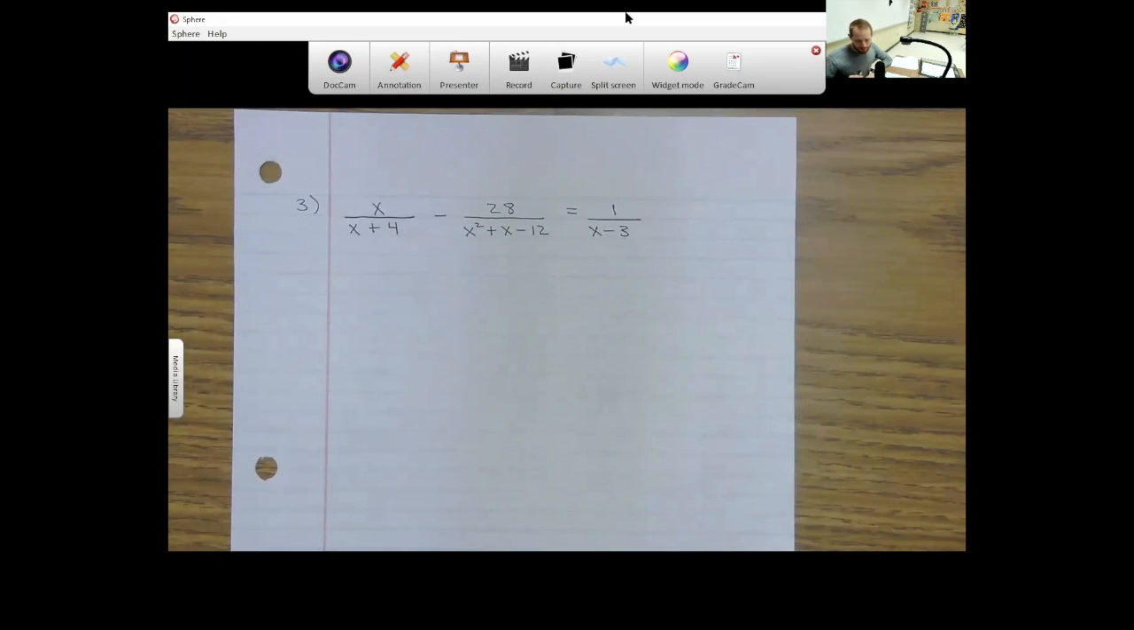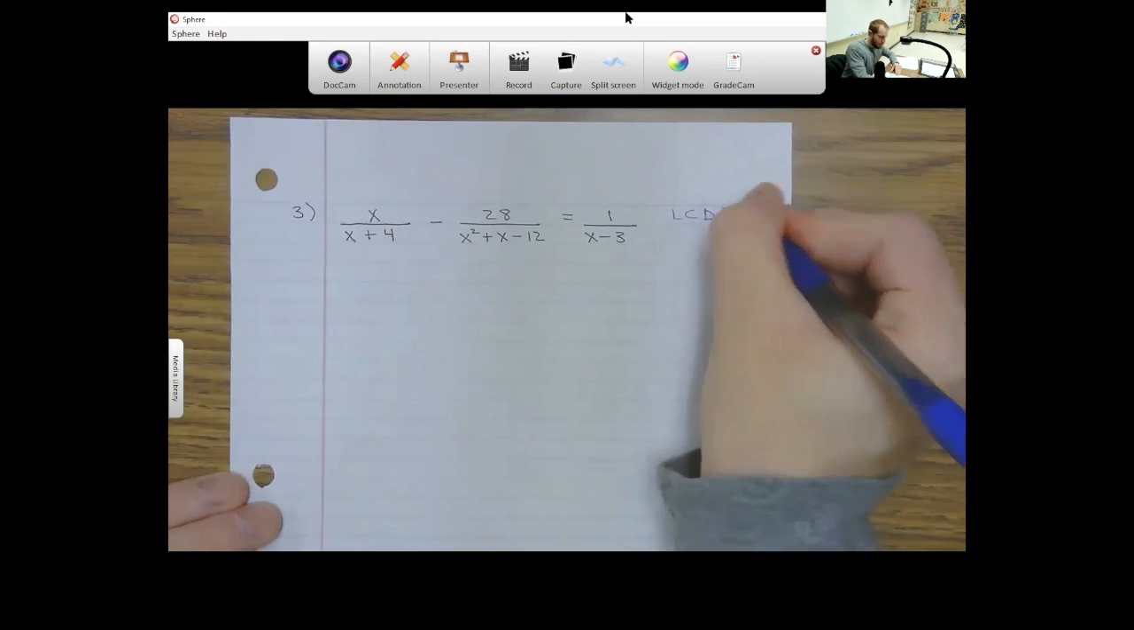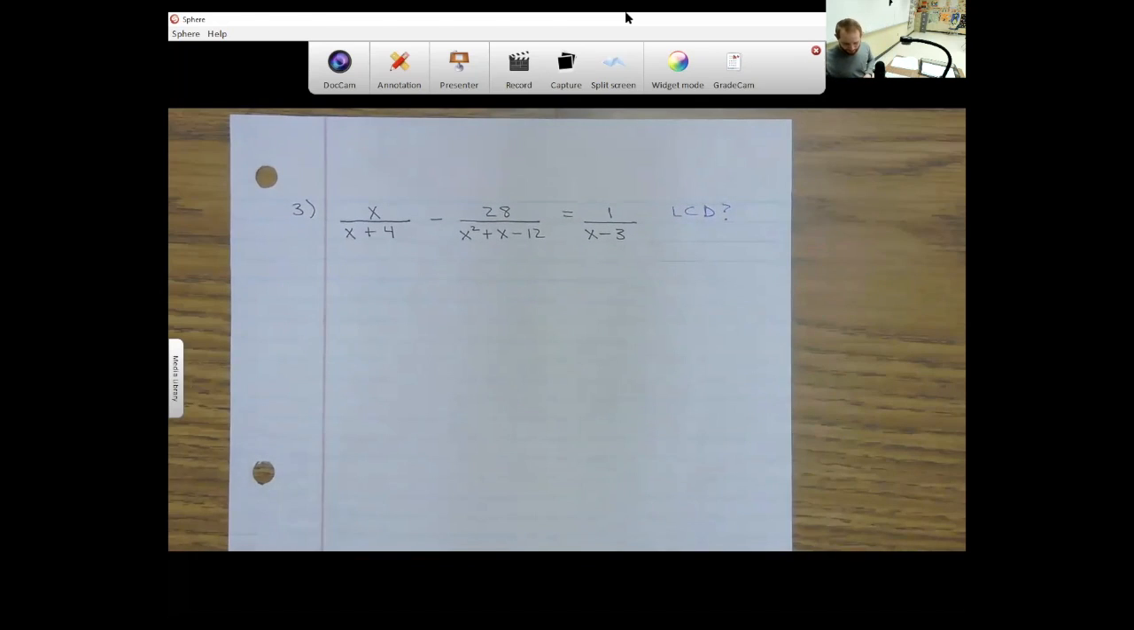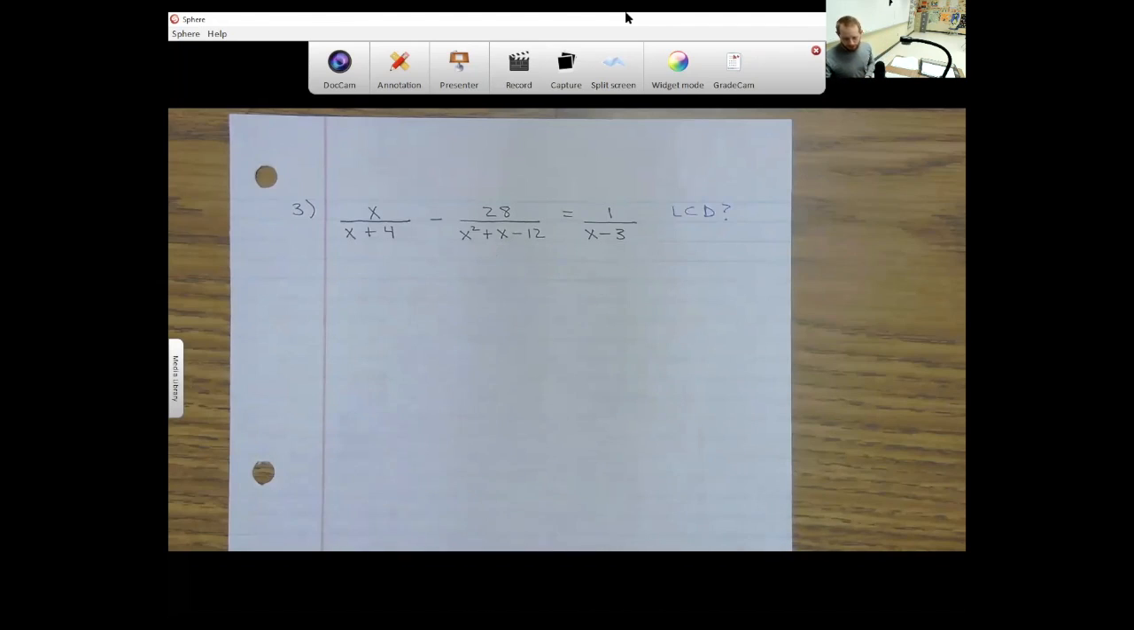is we factor everything and we find out what the LCD is, the least common denominator. I can't really factor anything or cancel anything out, so I'm going to leave that one the way it is. The second fraction, though, I can definitely factor this.